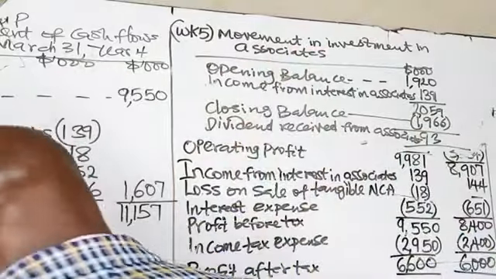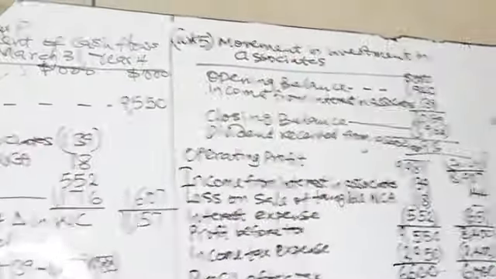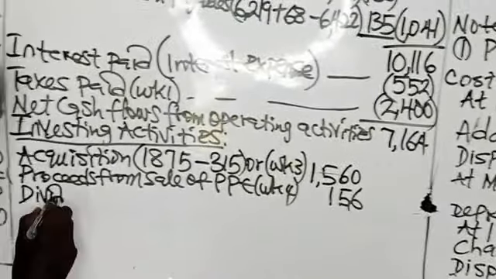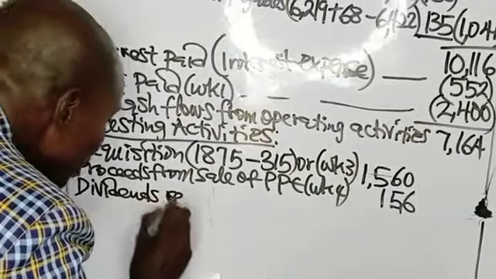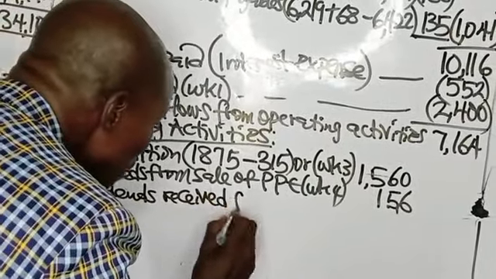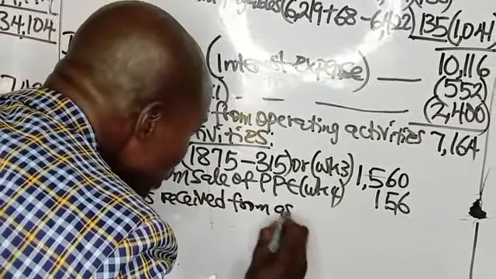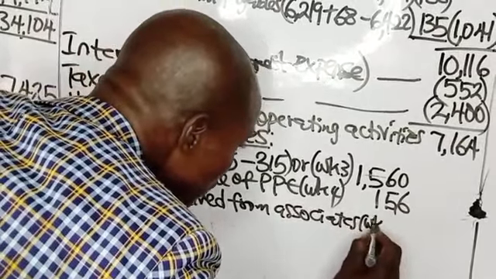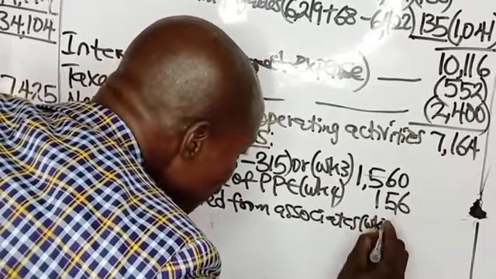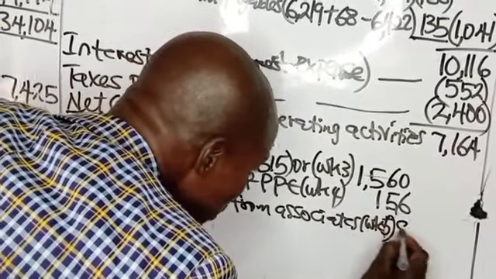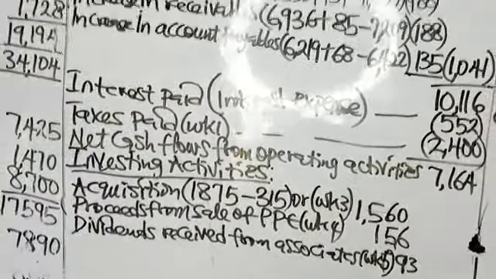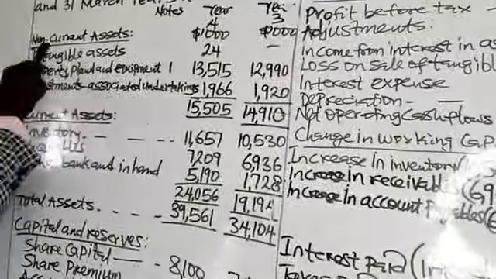So now, let's recognize dividends received from associates, that is working number 5, that amounted to 93,000. We've done with the items of non-current assets here.